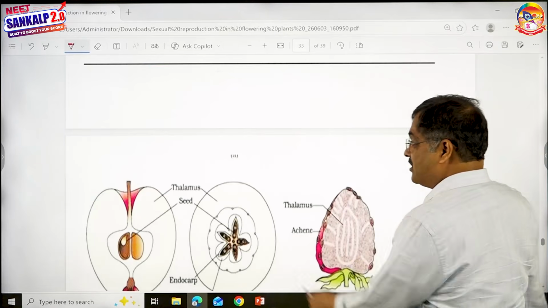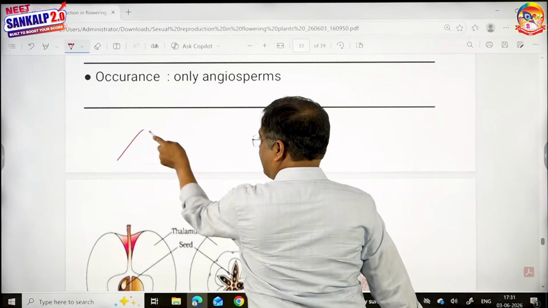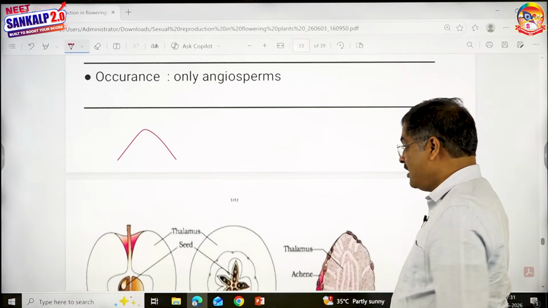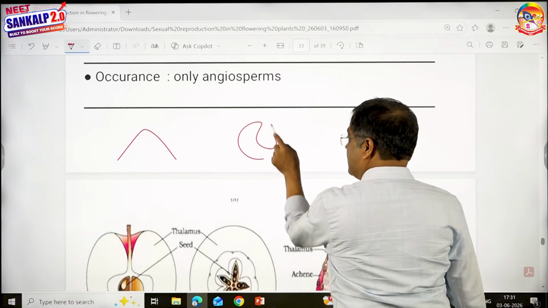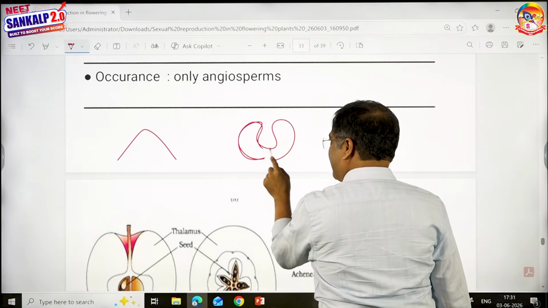All right, so what is the false fruit? How is it formed? Look here. This is the thalamus, no? Just simple example I'm talking about. This is the thalamus. But in apple, the thalamus is going to become, look here, deep cup-shaped. Look here. The thalamus has become cup-shaped.